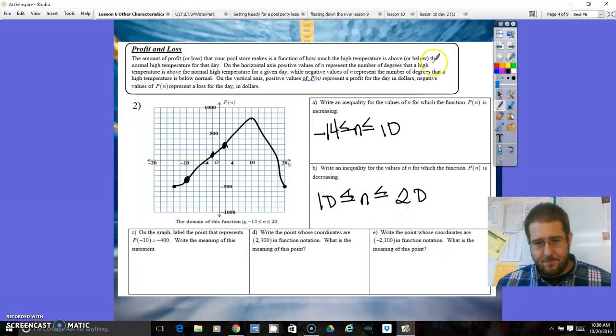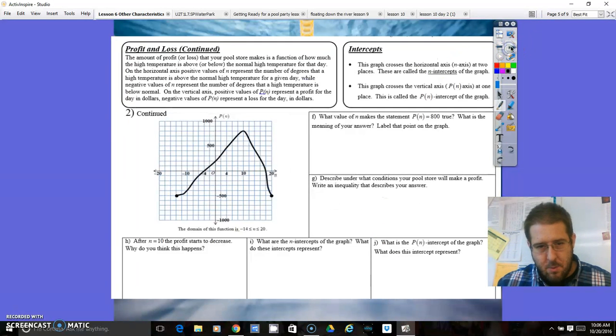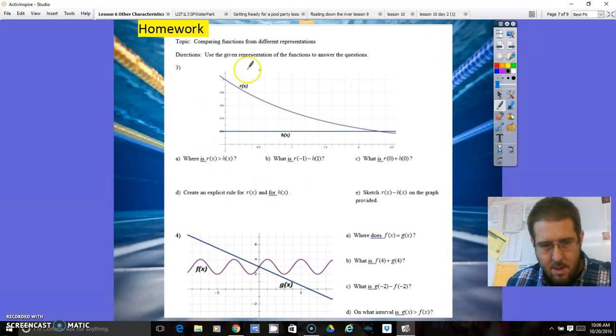Great, in that day. All right, so let's get to the homework. Those are going to be in the next video. Homework, I'm just going to do the very first question. It says, use the given representation of the function to answer the following questions.